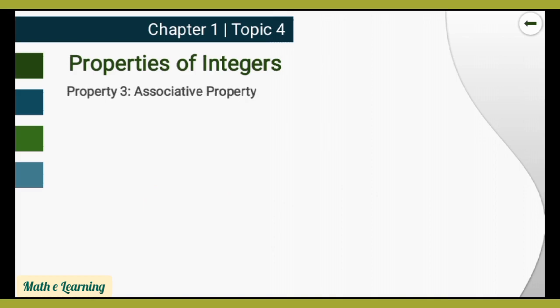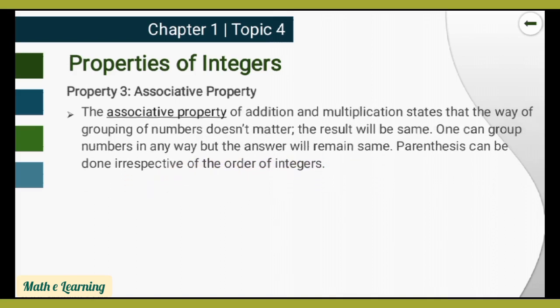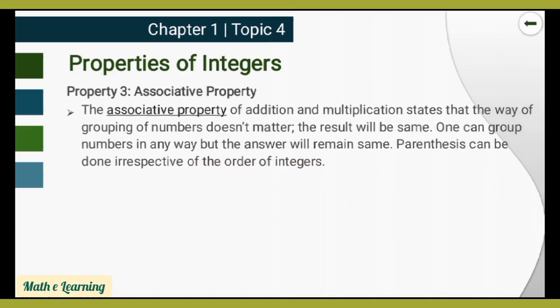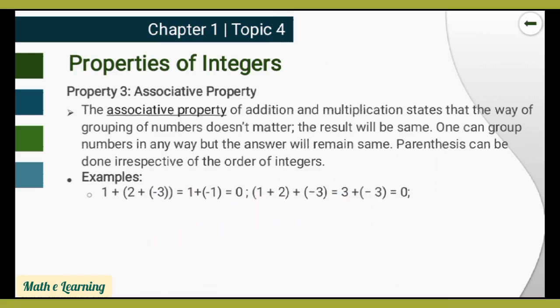Property 3, Associative Property. The associative property of addition and multiplication states that the way of grouping of numbers doesn't matter. The result will be the same. One can group numbers in any way, but the answer will remain the same. Parentheses, or you can say brackets, can be done irrespective of the order of integers. And here one example is given.